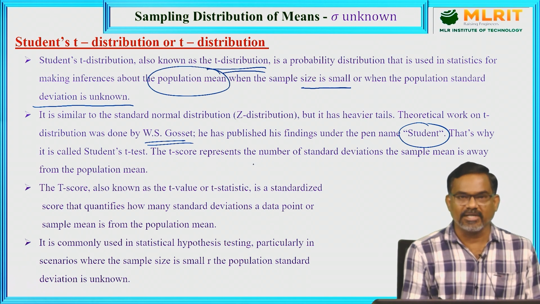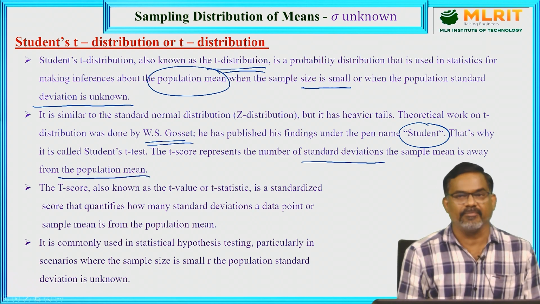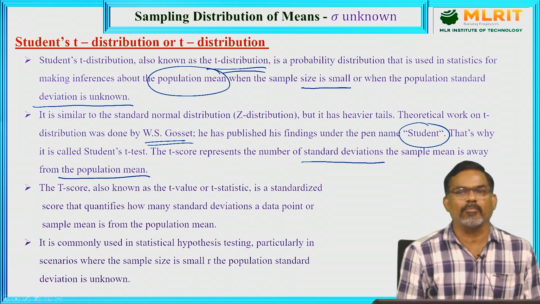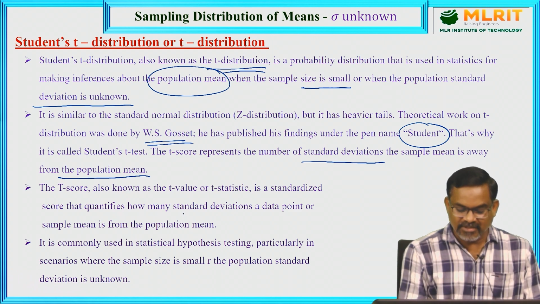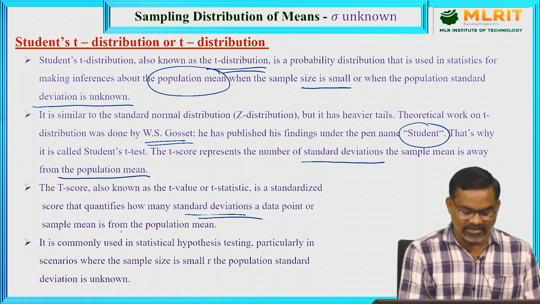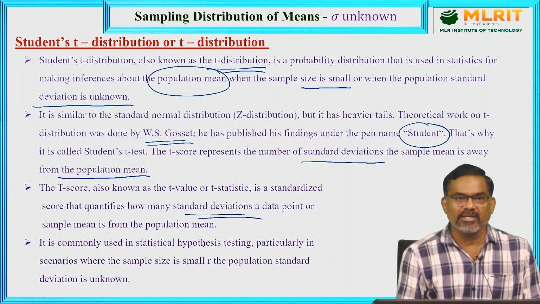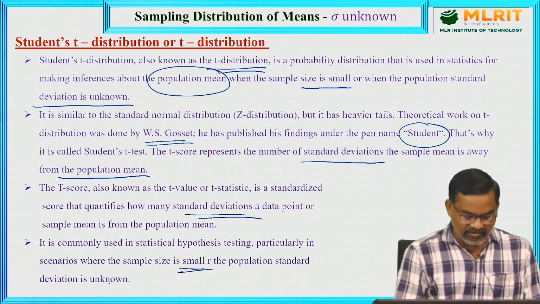The t score represents the number of standard deviations the sample mean is away from the population mean. The t score is also known as the t value or t statistic, which is a standardized score that quantifies how many standard deviations a data point or sample mean is from the population mean. It is commonly used in statistical hypothesis testing, particularly in scenarios where the sample size is small or the population standard deviation is unknown.